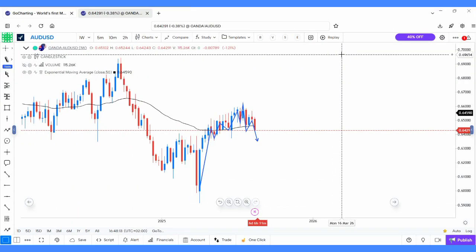Okay, guys, so this week, this is the pair I chose to make myself $1,000. So my target has finally been reached. So this is AUDUSD. I started from the weekly time frame, as you all saw from my Sunday swing.